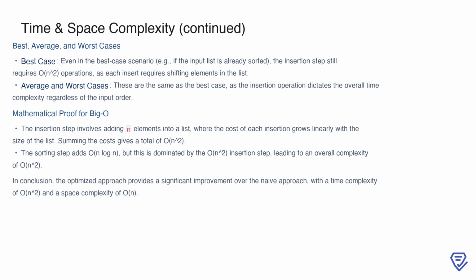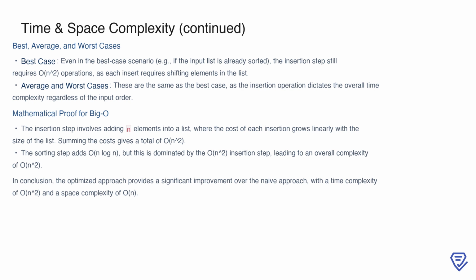To mathematically validate this, note that inserting n elements into a list involves costs that grow linearly with the size of the list, resulting in a total of O(n squared). While the sorting step adds O(n log n), it is dominated by the O(n squared) insertion step.